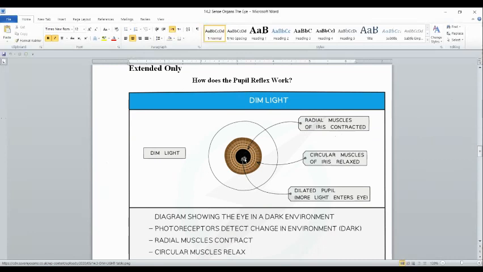So this one will be opened up. This iris will become bigger. Because the pupil becomes bigger, because the iris muscles, the rounded ones, are relaxed, and these radial ones are pulling, they are contracted. There's a constriction there, they contract, they pull it, so this opens up.